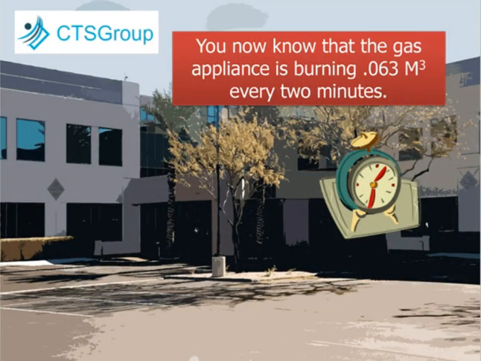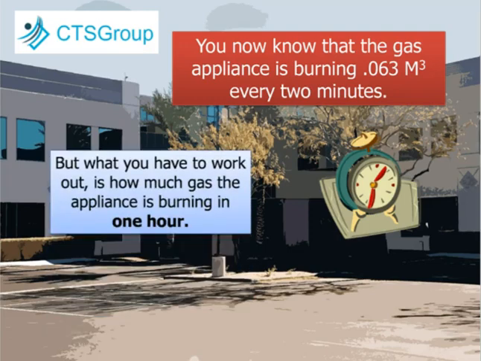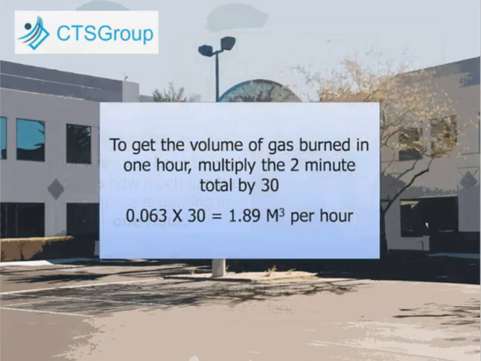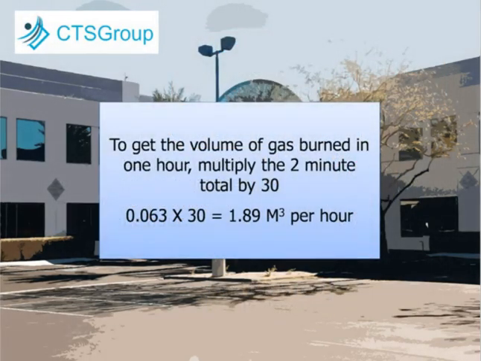So now you know that the gas appliance is burning 0.063 meters cubed every 2 minutes. But what you have to work out is how much gas the appliance is burning in 1 hour. And this is how it's done. To get the volume of gas burnt in 1 hour, you multiply the 2-minute total by 30, as you can see by the sum here, giving you a result of 1.89 meters cubed per hour.